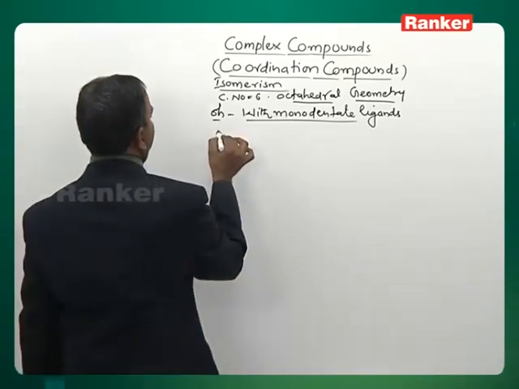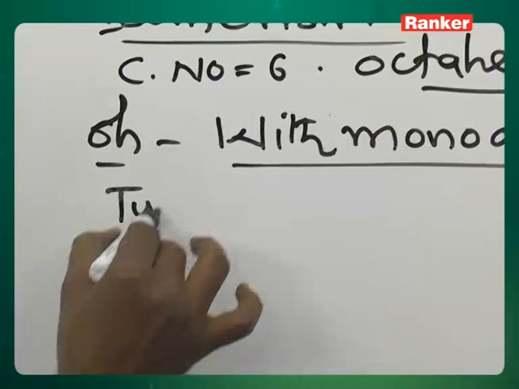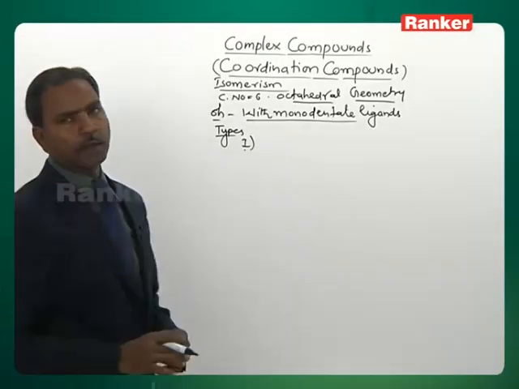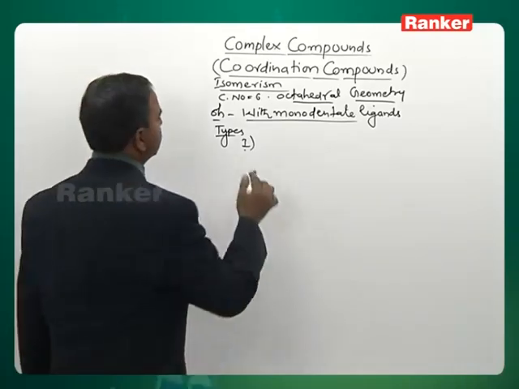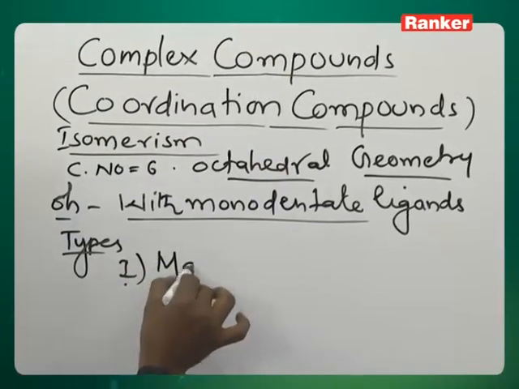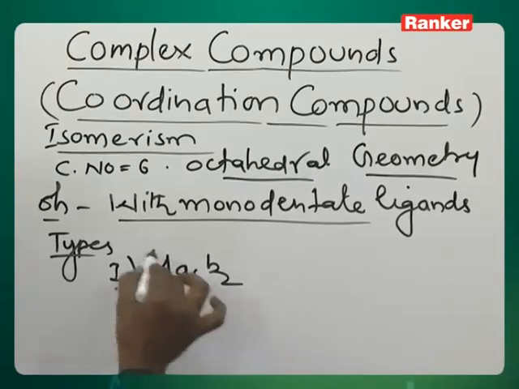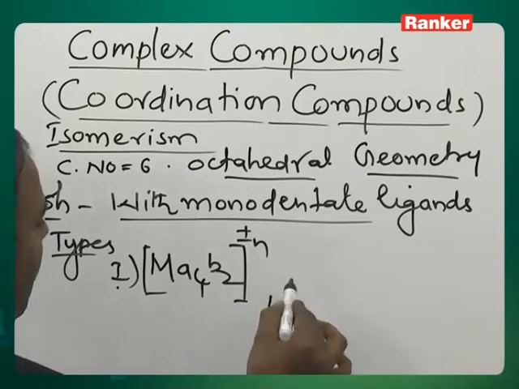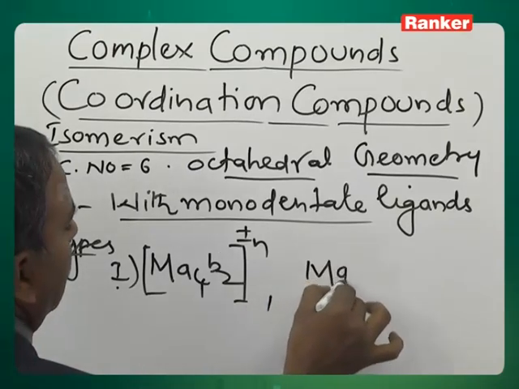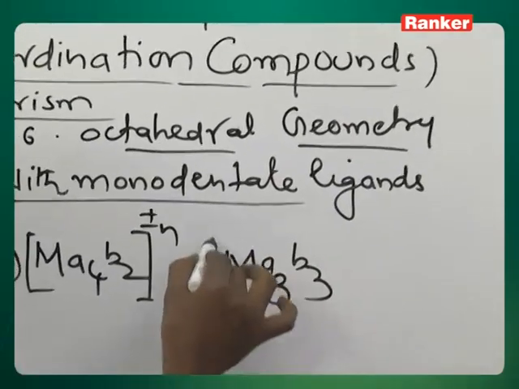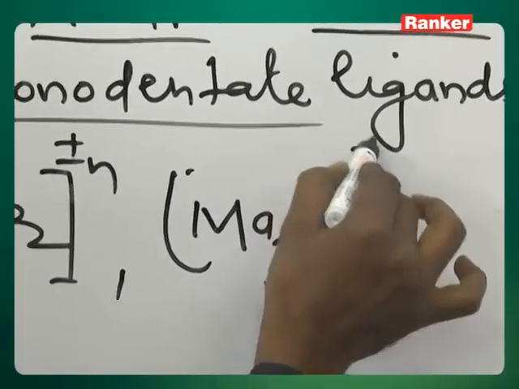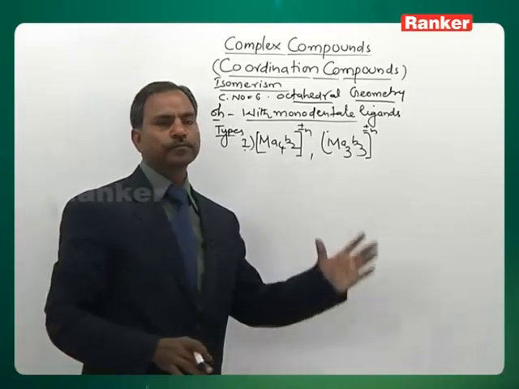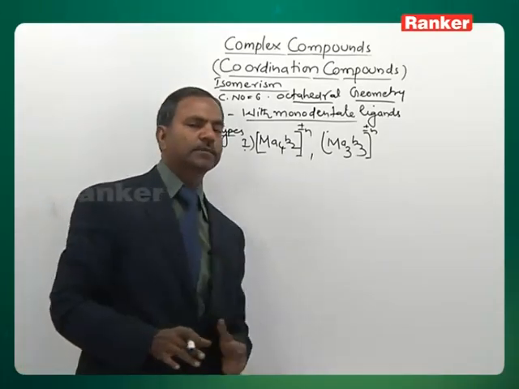Let us consider the types under this. First one, take Ma4B2, or you take Ma3B3. Either you take Ma4B2 or Ma3B3, both of these are complexes with monodentate ligands.